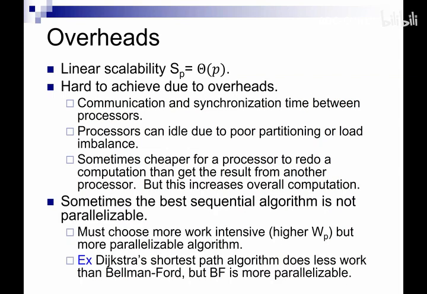Another source of overhead is that we wanted to compare with the best sequential algorithm, but sometimes the best sequential algorithm is actually not parallelizable. If that's the case, then instead of taking the best sequential algorithm, which you're not able to parallelize, in order to reduce the running time you would rather take a suboptimal algorithm, which does more work than the best sequential algorithm. However, the suboptimal algorithm might be more parallelizable than the sequential algorithm. A good example of this would be if you're trying to compute shortest paths. Well, there are different algorithms.